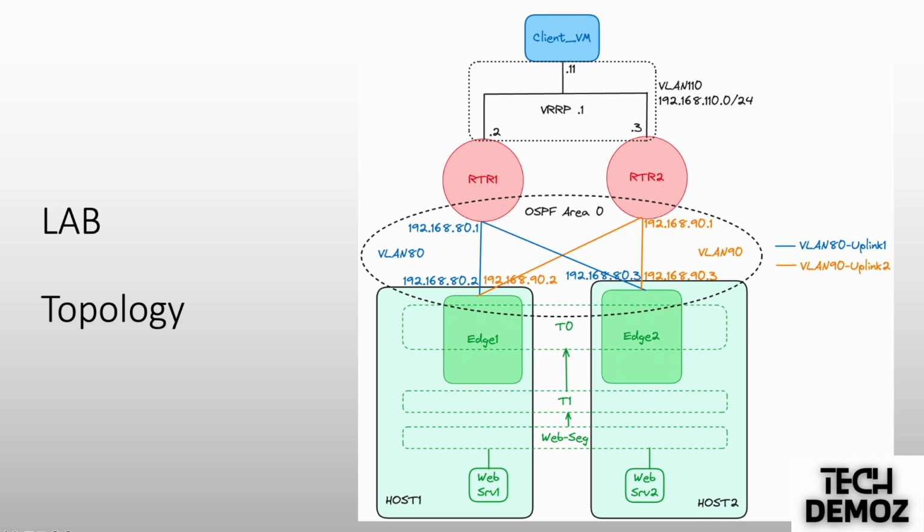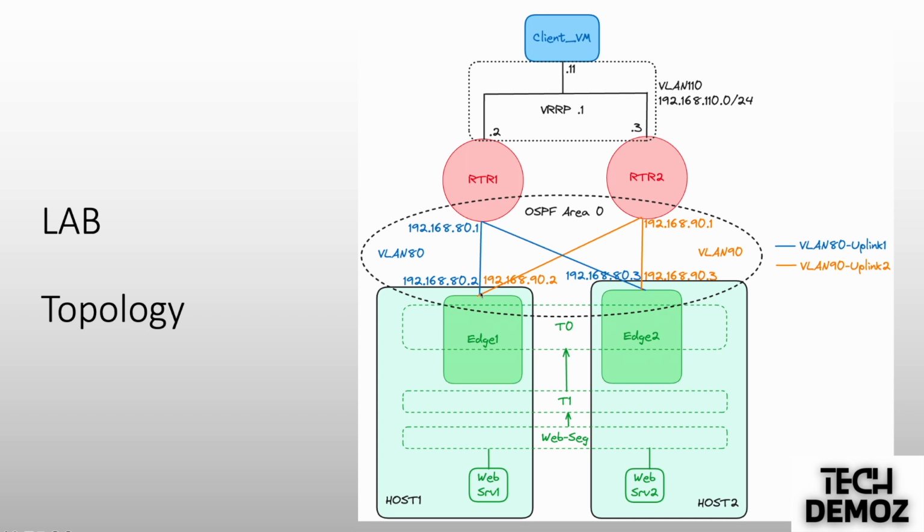So if you look at the topology, we have two hosts. Under the two hosts, we have a separate edge, H1 and H2, that would become the edge cluster. Over that, we have deployed the T0. So T0 has multiple uplinks, uplink 1 and uplink 2. Uplink 1 would be connected to the VLAN 80, and uplink 2 to VLAN 90.